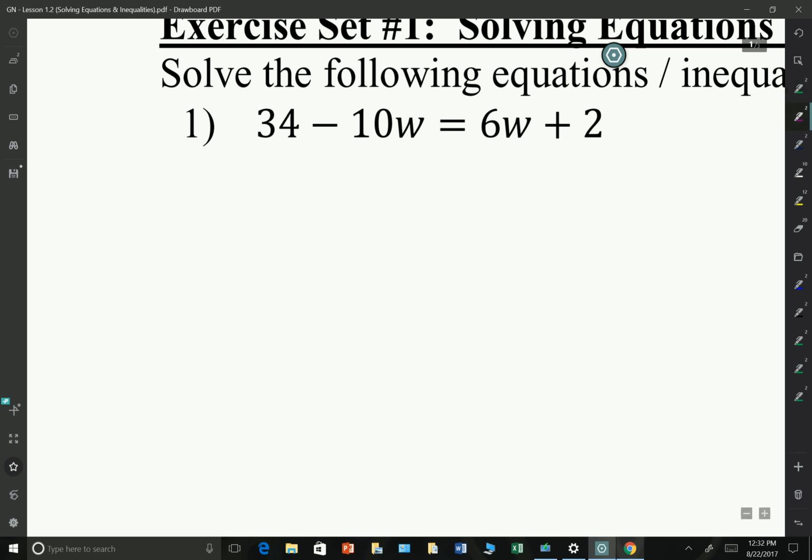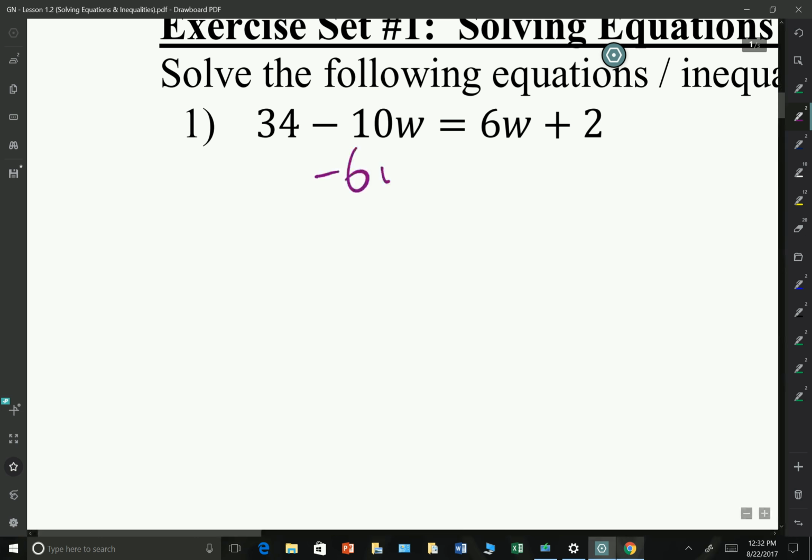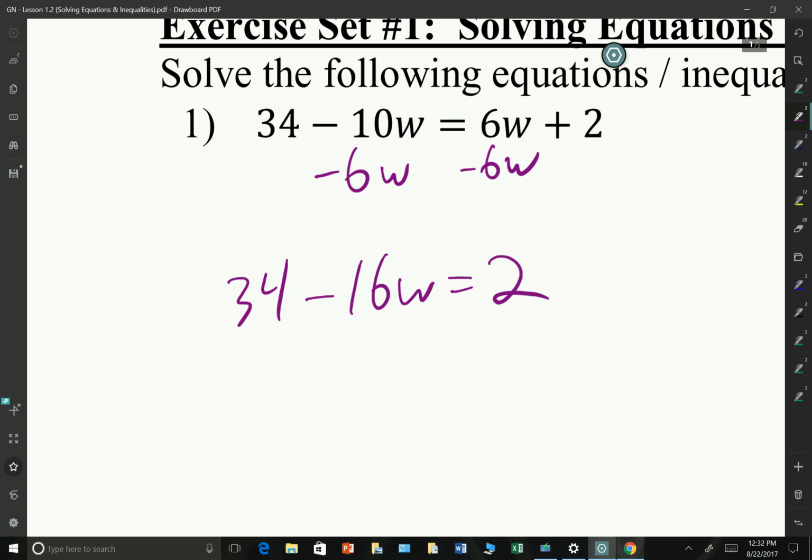So for this one, 34 minus 10w equals 6w plus 2. What's the first thing I'm going to do? Minus the 6w. So subtract the 6w. So I have 34 minus 16w equals 2. And then what? You got the variables on one side, was the first thing you did. What should I do with that 34? Subtract it.